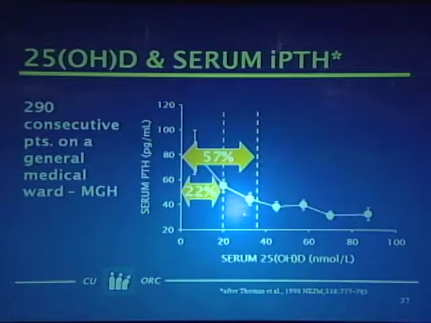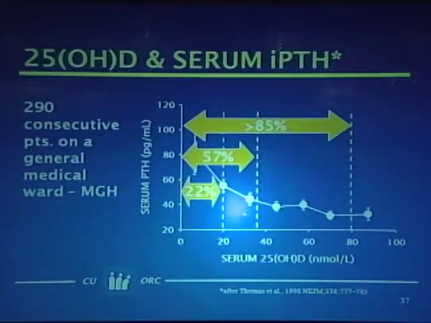22% of their patients were below 20, which would have been undiagnosed osteomalacia. And although they don't publish these figures, it's easy to calculate from their data that better than 85% of the entire cohort would have been below 80 nanomoles. So as a kind of a generalization, in Boston at least, patients on a general medical ward are effectively all vitamin D deficient. The vast majority of them.